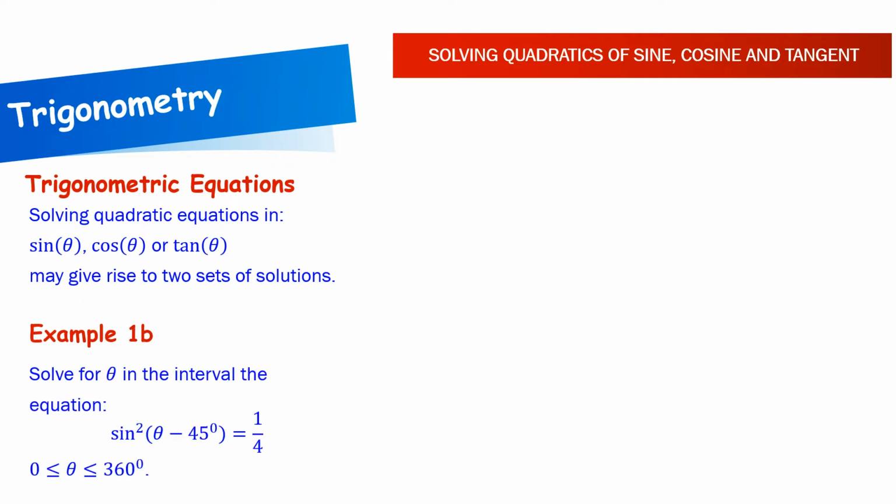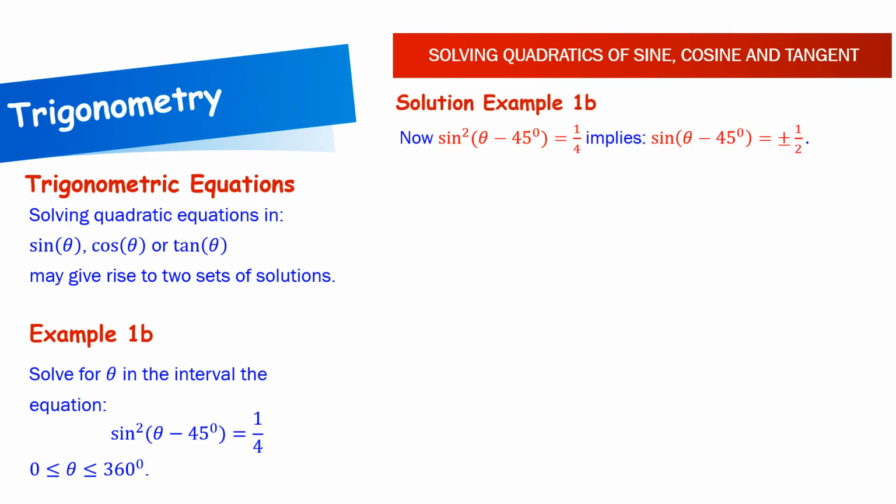Now let's take a look at example 1b. Solve for theta in the interval the equation sine squared of theta minus 45 degrees equals 1 over 4 for theta between 0 and 360 degrees. So let's solve this. Sine squared of theta minus 45 degrees equals 1 over 4 implies sine of theta minus 45 degrees equals plus or minus a half. So either it's plus a half or minus a half, as you can see.